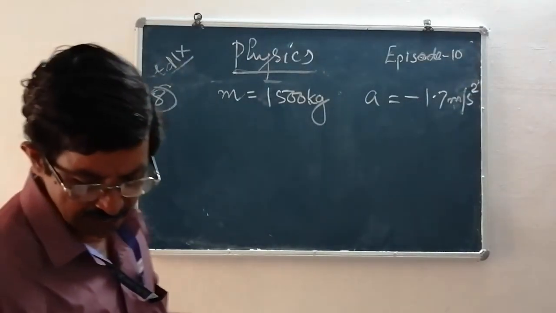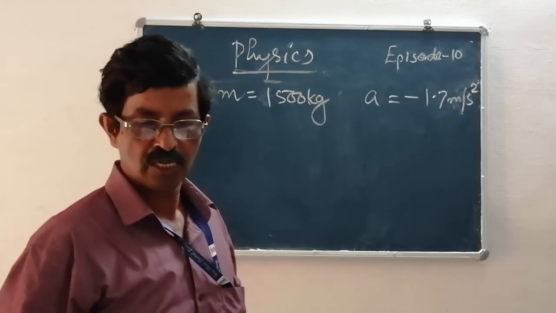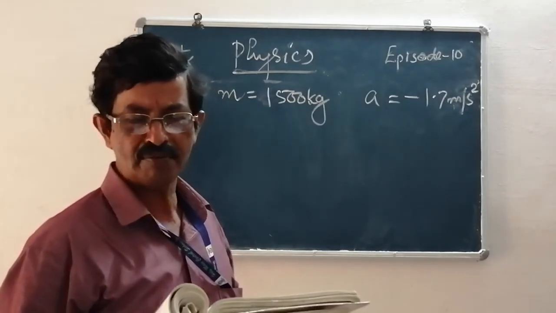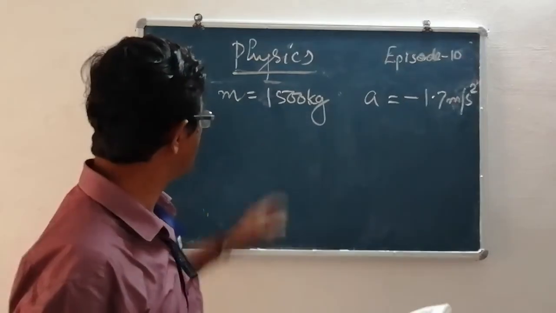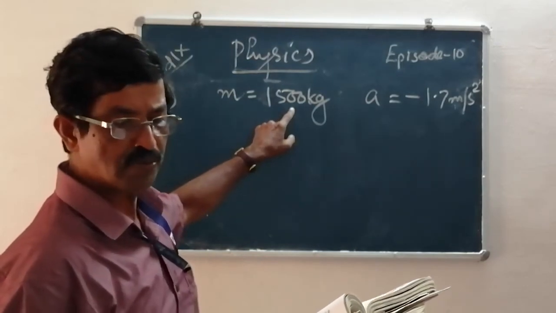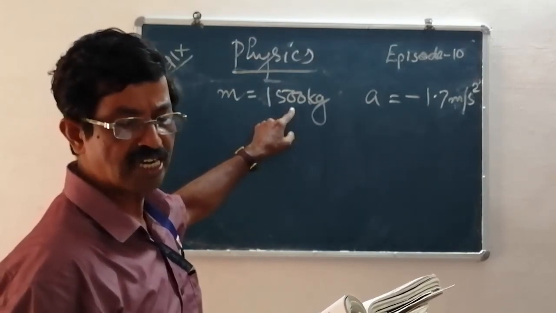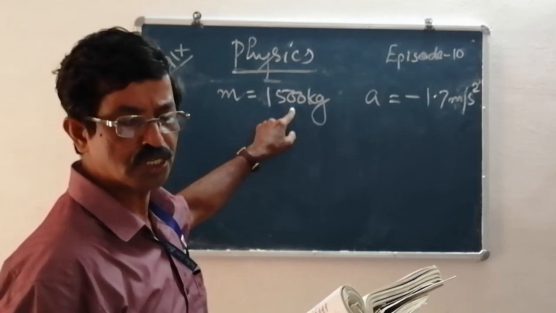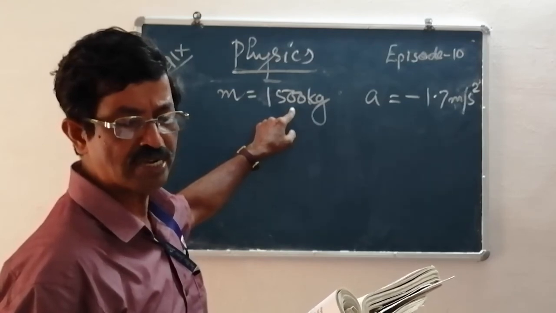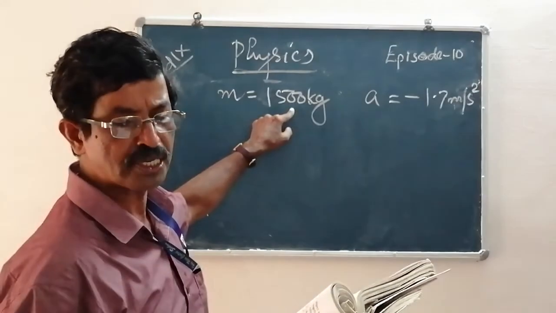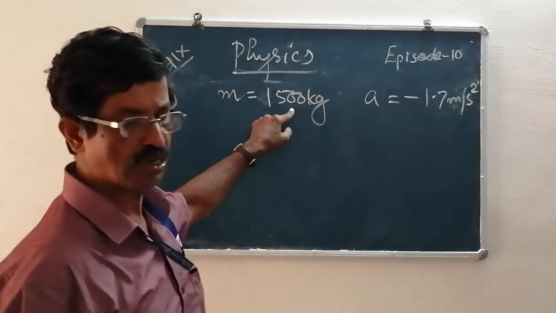Once again the question. An automobile vehicle has a mass of 1,500 kg. What must be the force between the vehicle and the road if the vehicle is to be stopped with a negative acceleration of 1.7 meter per second square?